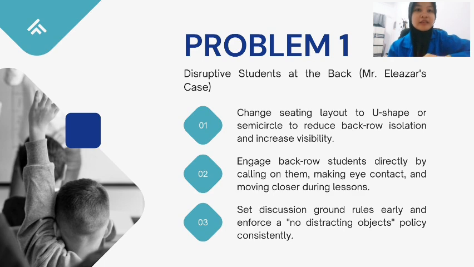First, change the seating arrangement to a U shape or semicircle. That way, there's no more back row where students can hide. And secondly, directly involve those students during discussion. Call on them by name as participants, not as punishment. Third, set clear discussion rules from the very beginning.